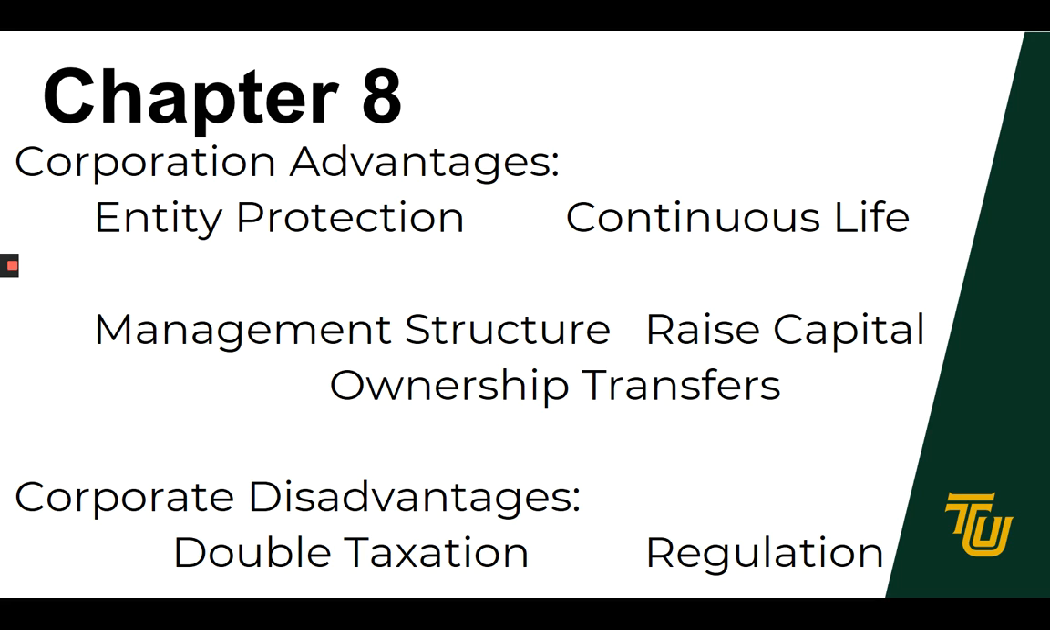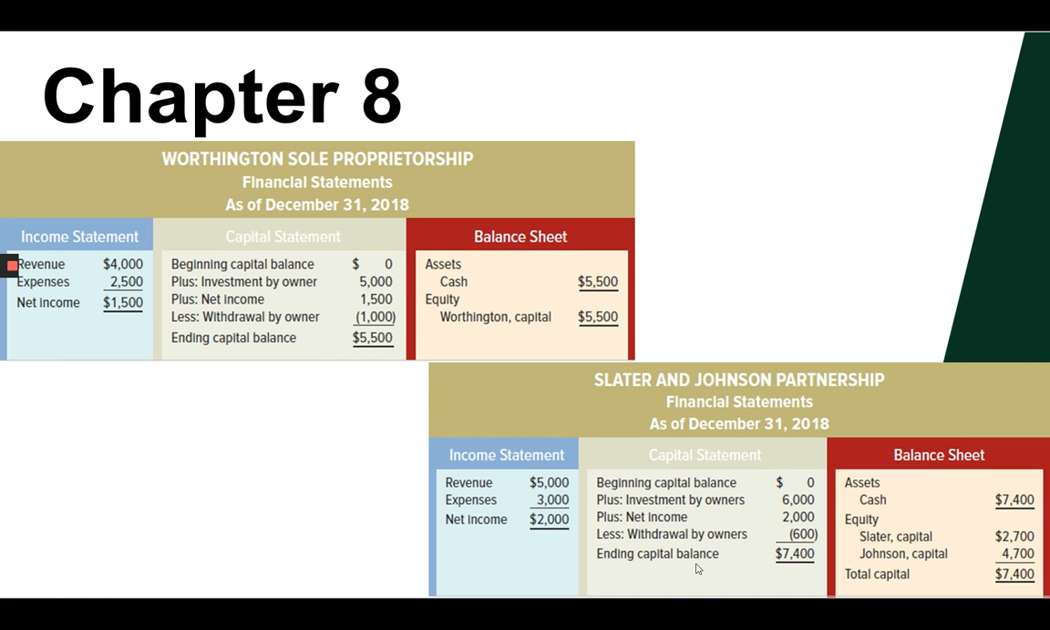It's easier for corporations to raise capital. Ownership transfers are relatively easy. Some disadvantages are that there is double taxation. And because these companies are usually the largest companies, there's a lot more regulation on them. So let's take a look at some balance sheets here. When we talk about a sole proprietorship, we're talking about capital. That's their equity account. That's what they have in capital. That's what they've invested.